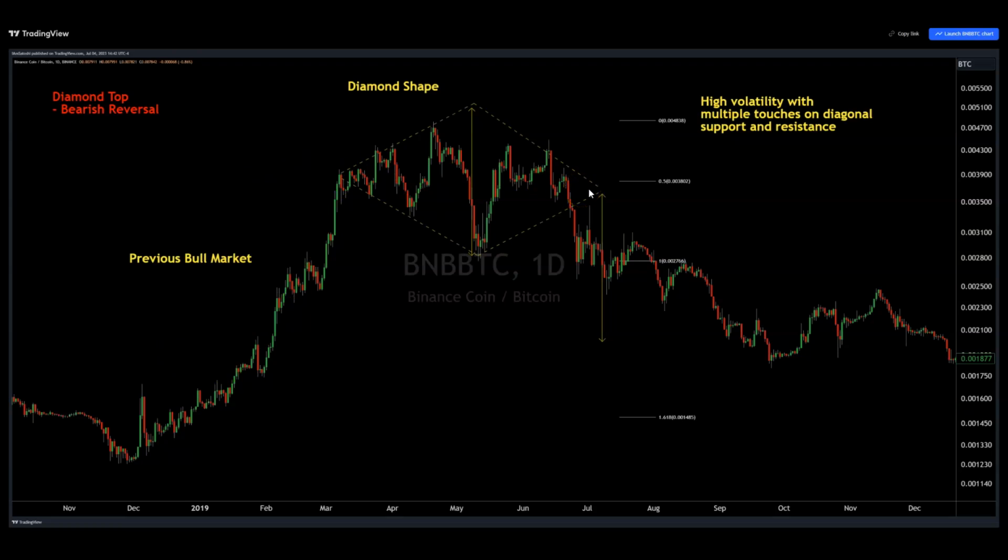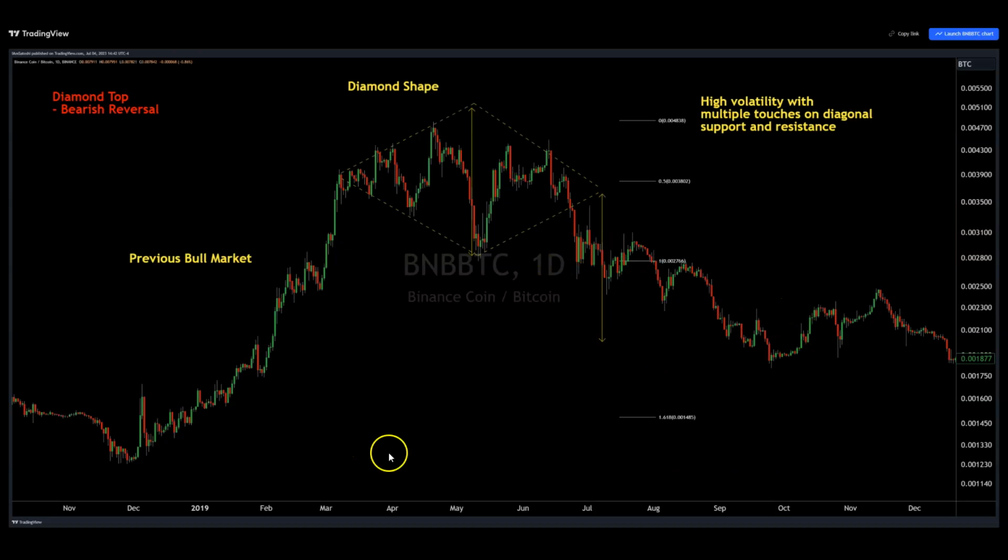I don't really see too many tilted diamonds, but you see this crescendo price action, high volatility. And you do get multiple touches of diagonal support and resistance. And again, measuring to the downside with the depth, this did eventually hit that target.